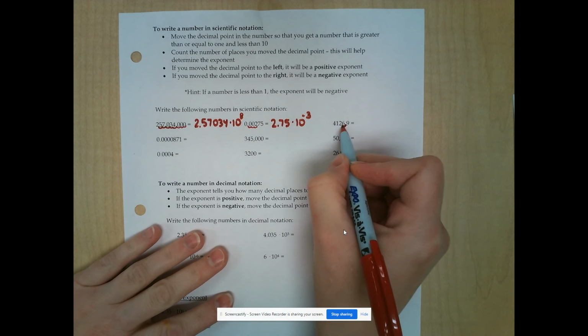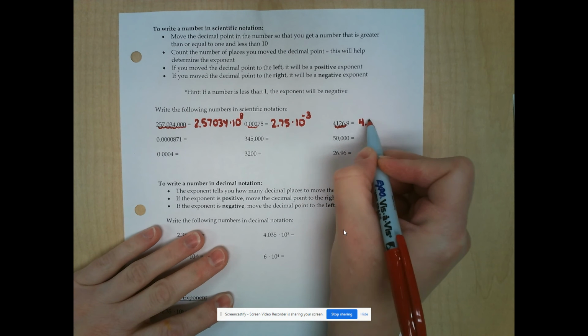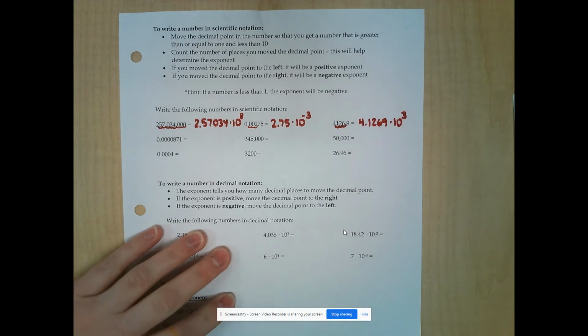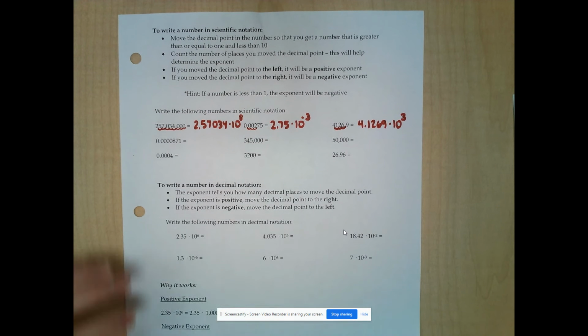This one's a large number. I'm going to move it to the left because it is large, 4.1269 times 10. I moved it 3 places, 10 to the third. Positive exponent because it's a large number.